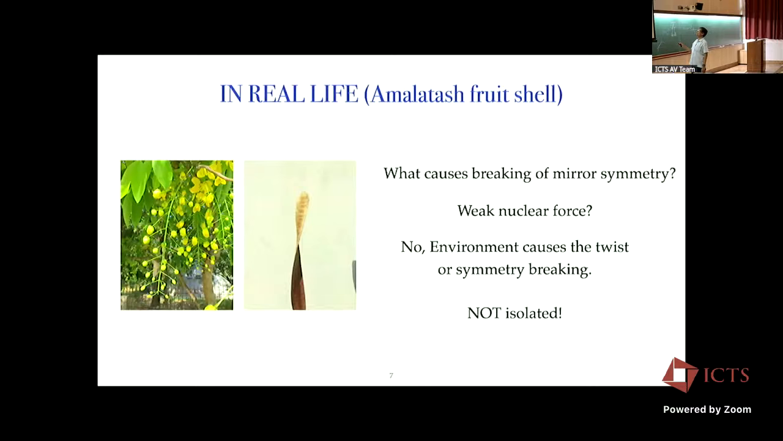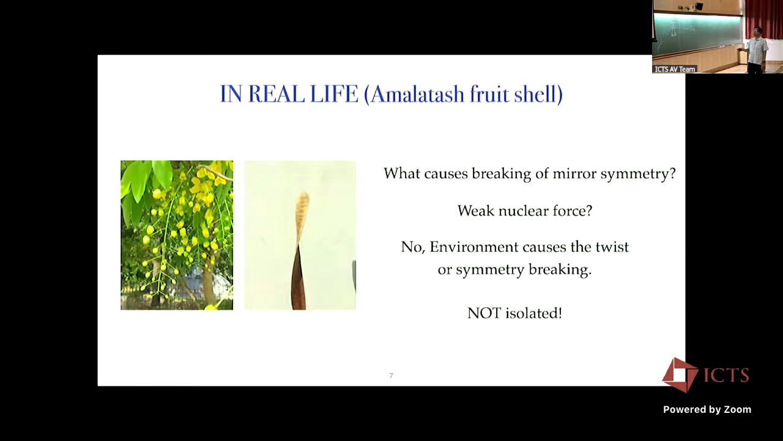Is it coming from weak nuclear interaction? No, it is not weak nuclear interaction. It is the environment which is causing it to twist. So, the left side and right side of this shell, it is not a leaf actually, it is a fruit shell, have different moisture levels and they dry at a different rate. So wood bends. Similarly, this is bending too. So it is connected to the environment.